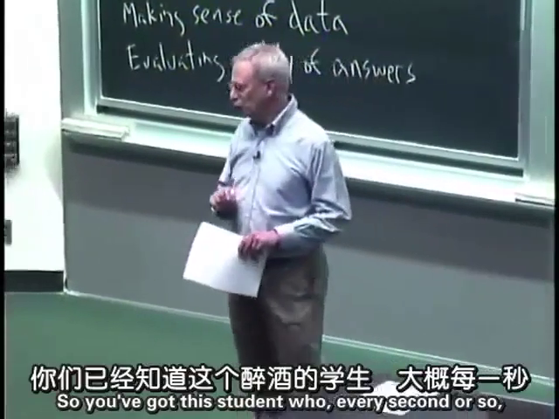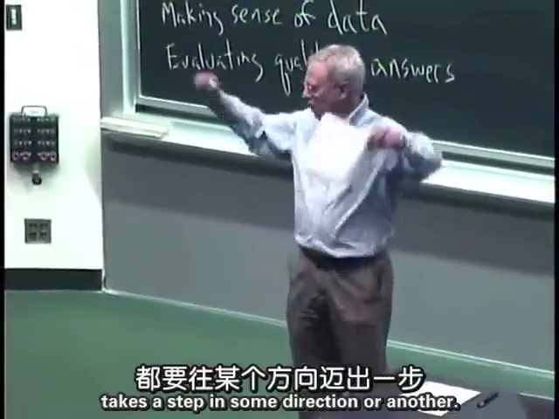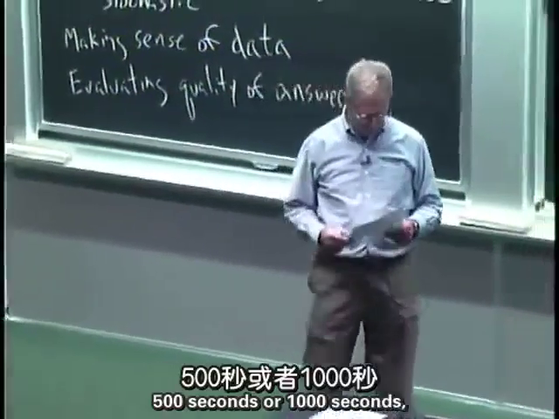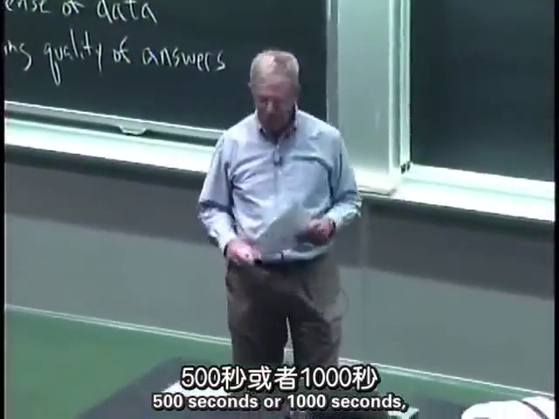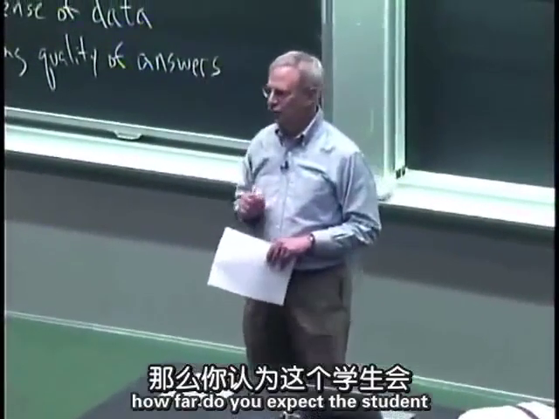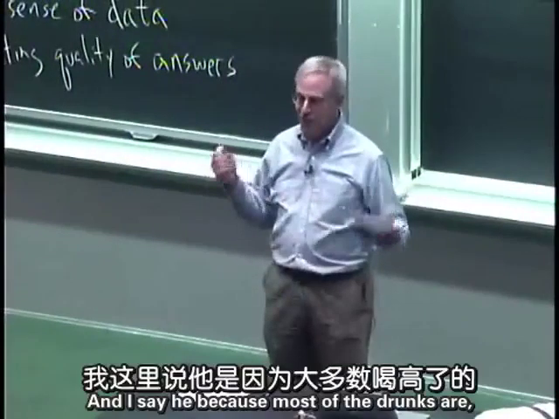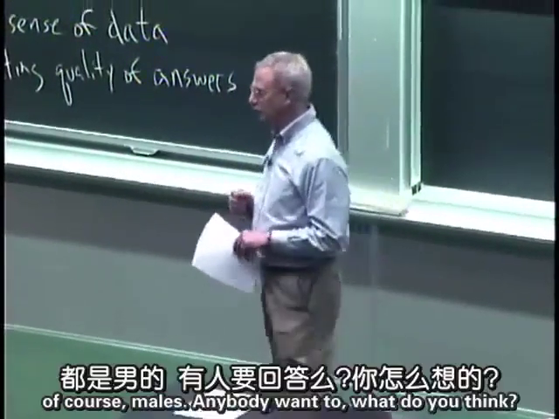So you've got this student who every second or so takes a step in some direction or another. If the student did this for 500 seconds or 1,000 seconds, how far do you expect the student would be from where he started? And I say he because most of the drunks are, of course, males.